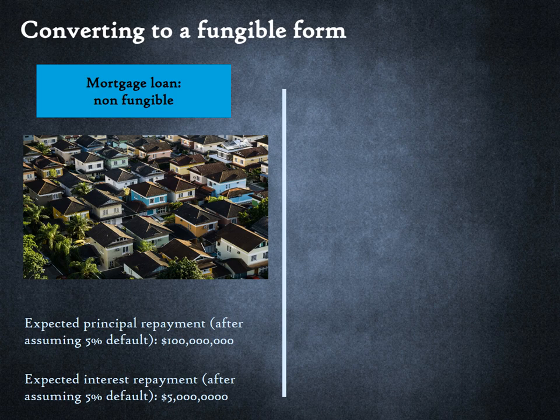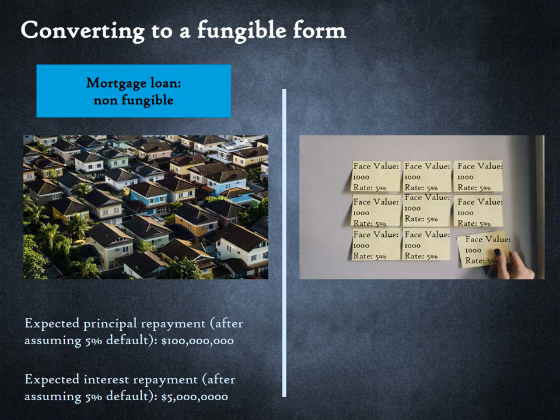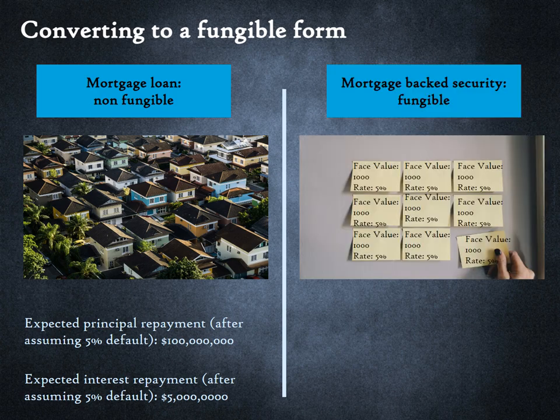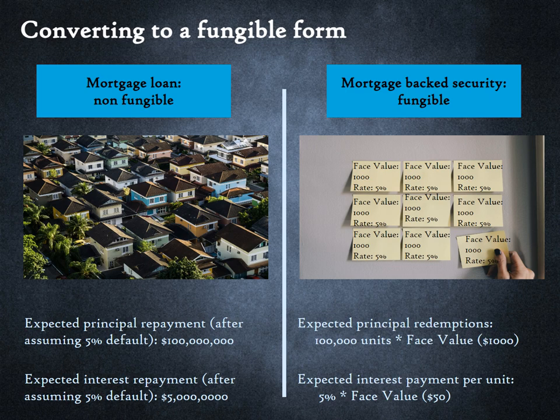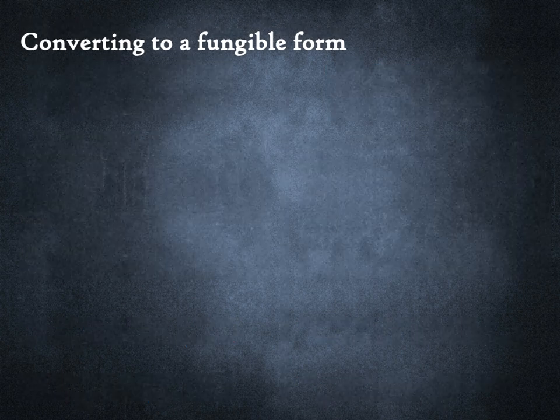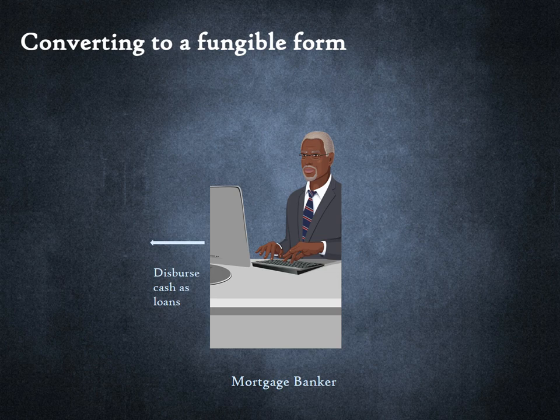It creates a debt instrument with a face value of $1,000 and issues 100,000 of them. This instrument is given the name of mortgage-backed security. The bank sets an interest rate at 5% of the face value of each security. If you bought one security of $1,000, you would get paid $1,000 of principal and $50 of interest at the end of 1 year. First, the bank disperses cash to borrowers.